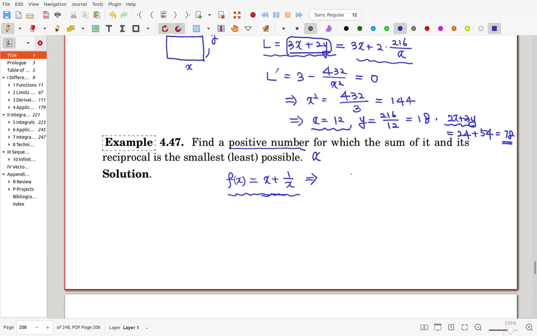Okay, so f prime equals 1 minus 1 over x squared. If it is 0, then we can say that x squared is 1, but we have to find the positive number, so x must be 1. So the positive number we want to find is 1.